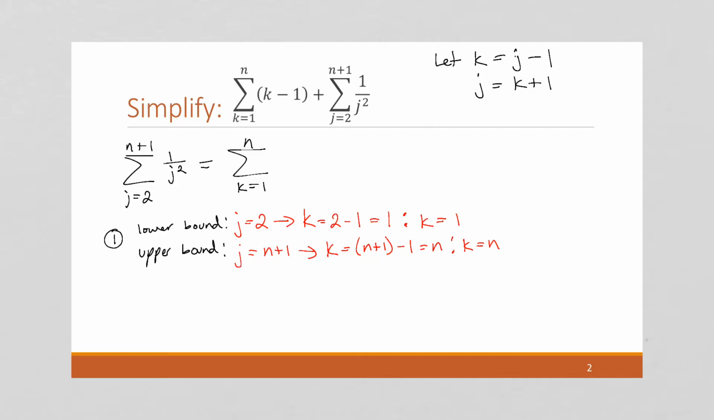And then step 2 is to do the body of our summation. So we had 1 over j squared. And now I'm going to use the second equation, j equals k plus 1, and substitute k plus 1 in for j. So it becomes 1 over k plus 1 squared. Okay, and that's going to be the body of my summation here.